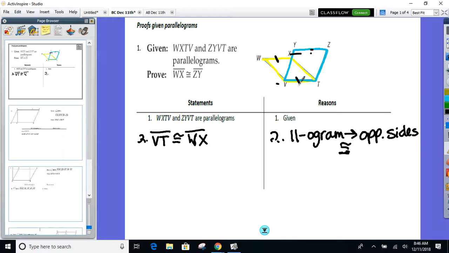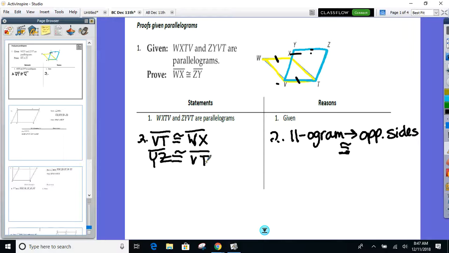I need WX and ZY though. I have WX involved. Any way I can involve ZY now? Keep it rolling. Vincent, let's go. Because of the same reason, right? They're opposite sides. Everyone see that? So I'm just going to put it in statement 2 that YZ congruent to VT. Same reason.